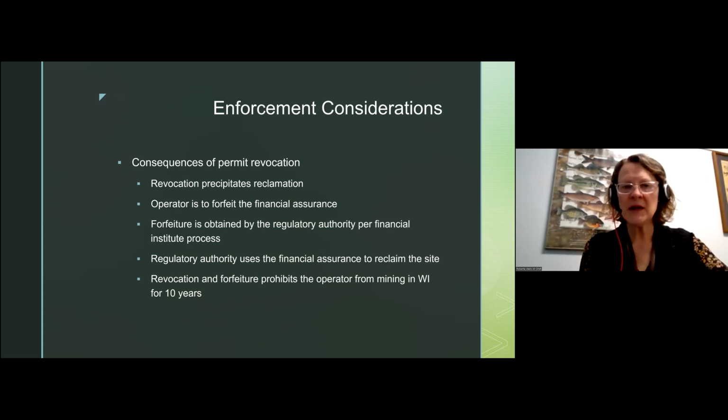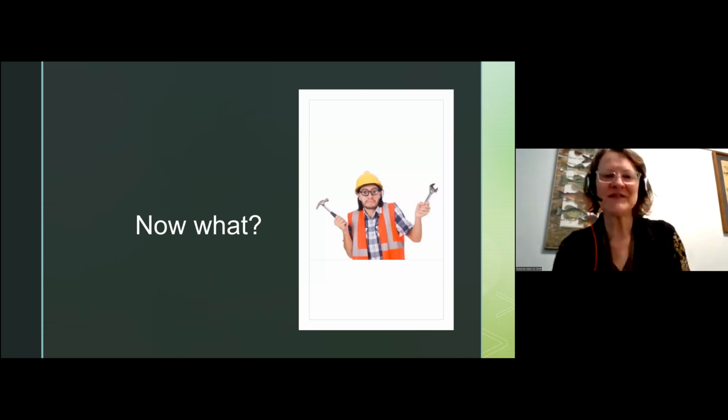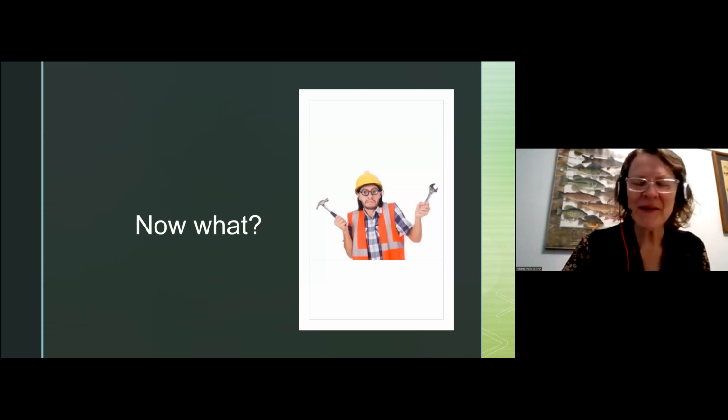The industry at the time that the code and the statute was being developed supported this notion to help keep in check those folks who are abusing the authority and the right to mine in the state of Wisconsin. So forfeiture and revocation will bar somebody from being able to mine for a pretty long time. Okay, these are your tools. So now what do you do, right?